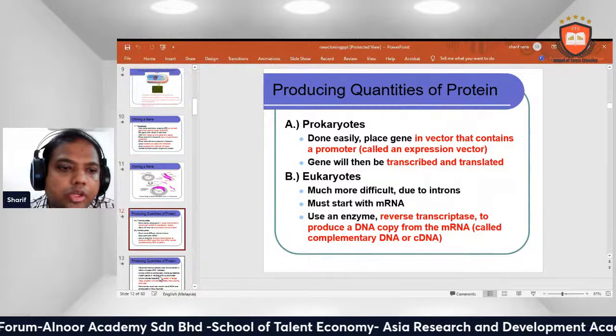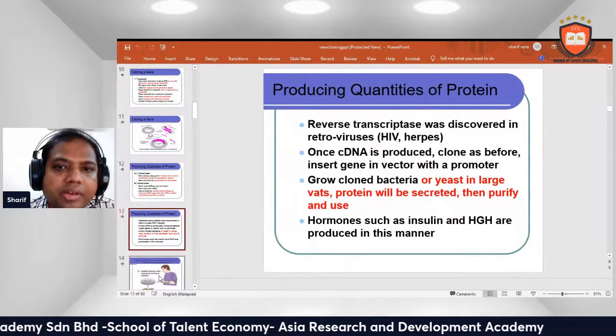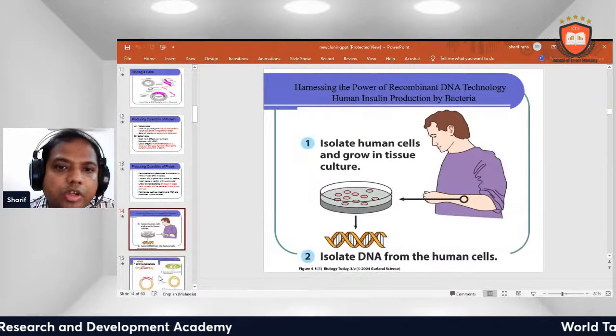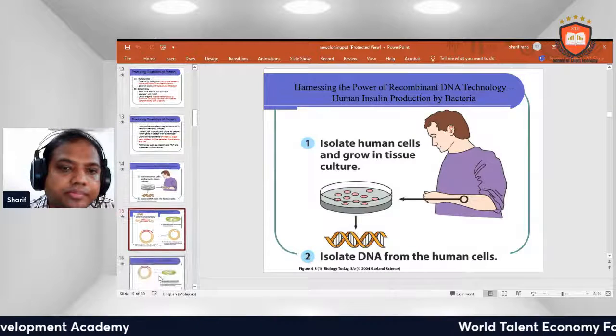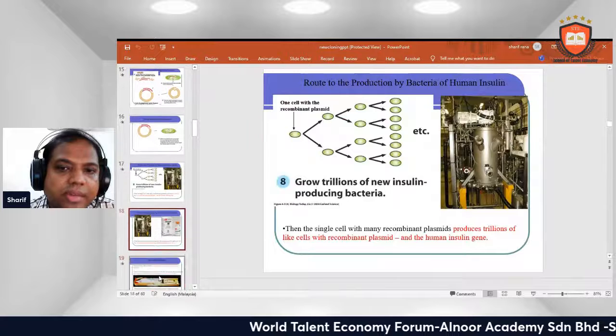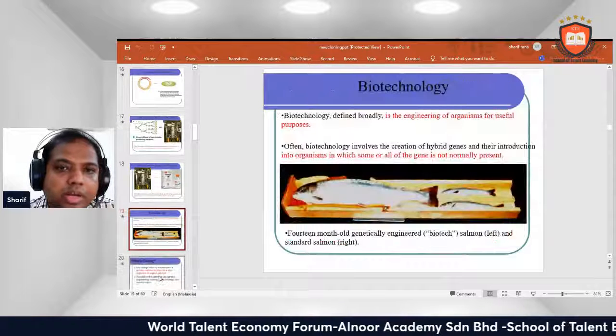prokaryotes, eukaryotes. Reverse transcriptase: once cDNA is produced, grow the cloned bacteria. Isolate human cells and grow tissue culture. These are some very basic examples and information we are observing.